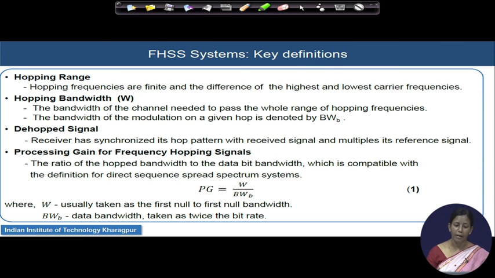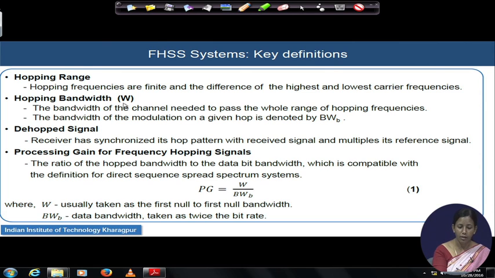Usually, the hopping bandwidth will be denoted by W, and the bandwidth of the data modulation will be denoted by W_B. Given a typical hop, that modulation bandwidth will be denoted. The receiver, after synchronizing, will de-hop the received signal, and hence after this de-hopping, the signal that we will end up with is called the de-hopped signal.